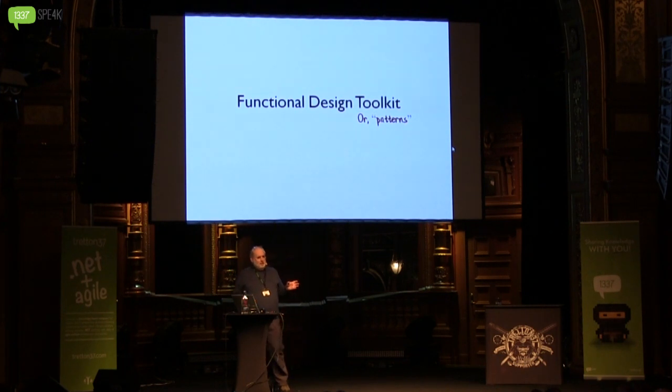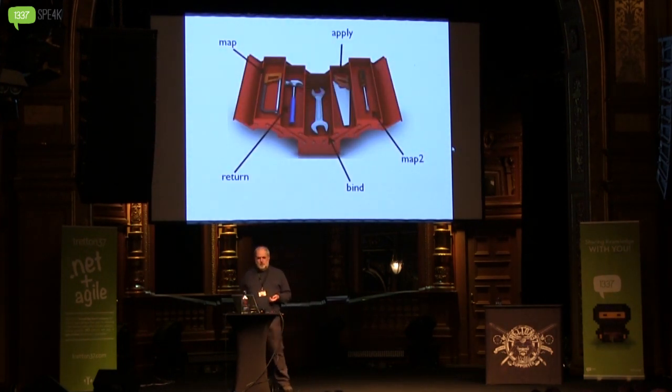I like to call them patterns. A lot of people in the functional community hate the word patterns because it makes them think of object-oriented patterns, but to me, they are patterns of how you use things. Or you can call them a toolkit. It's a set of things you can use to solve common problems. So here's our toolkit. We have map, return, apply, bind, map to, and so on.